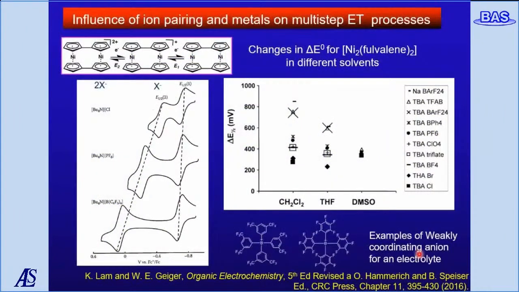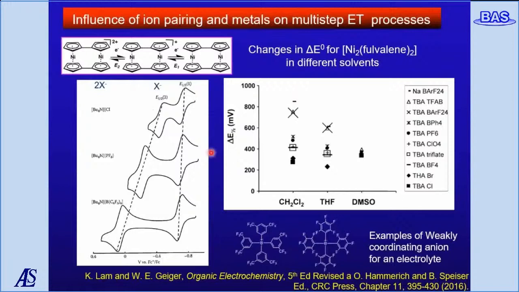In EE process, sometimes ion pairing effect induces a large effect on delta E values because successive reductions increase the analyte charge. Here shows the CV of this trivalent dinickel upon the change of supporting electrolyte from TBA chloride, TBA PF6, and TBA perfluorophenyl borate. A dramatic increase in delta E is observed from 200 mV up to 850 mV.